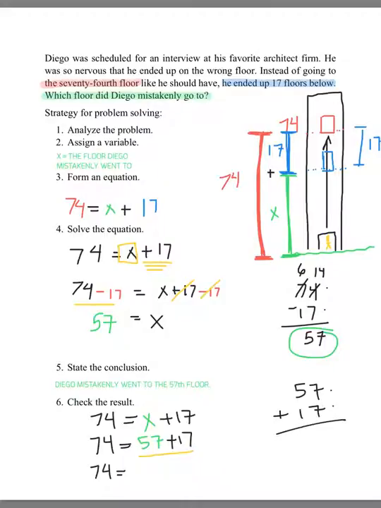7 plus 7 gives us a 14. So we bring down the 4, and we add 1. So now we're going to have a 1 plus a 5 plus a 1. It's going to be a 7. So we end up with 74. Now the question is, is 74 equal to 74? Yes, it is. Therefore, we know our solution is correct.